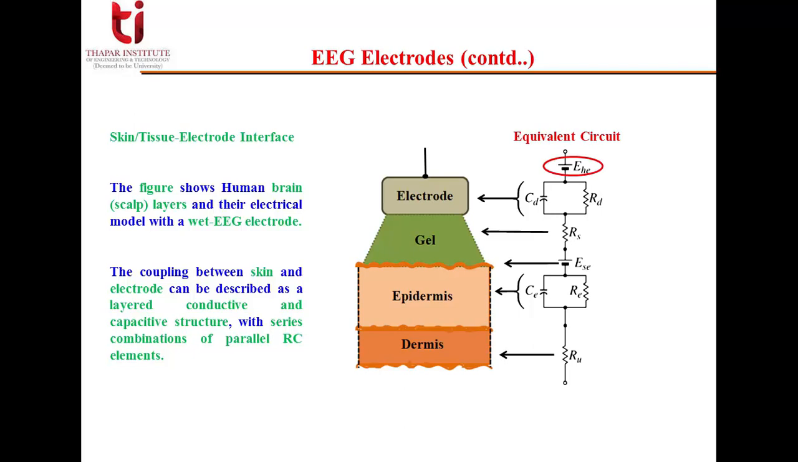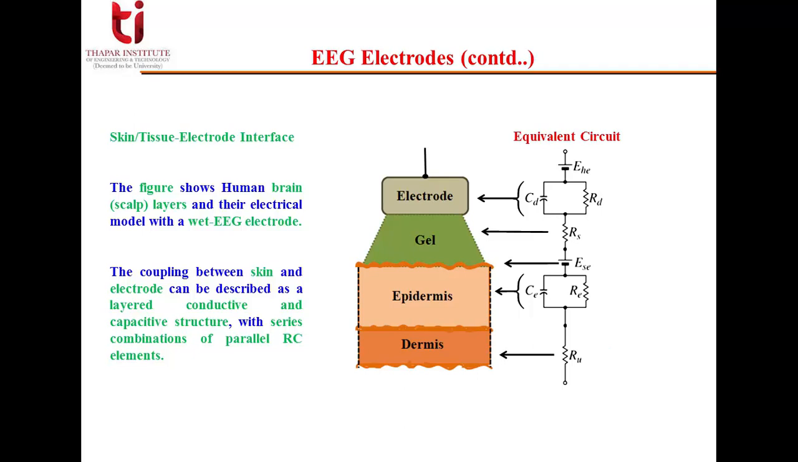Further, the different layers of the head are modeled by the parallel connections of resistors and capacitors. Here, RD and CD represent the coupling between the electrode and the scalp. REC represents the impedance mainly associated with the electrode-electrolyte interface, and ESE is the polarization at this interface. RU is the resistance in series modeling the internal layers.